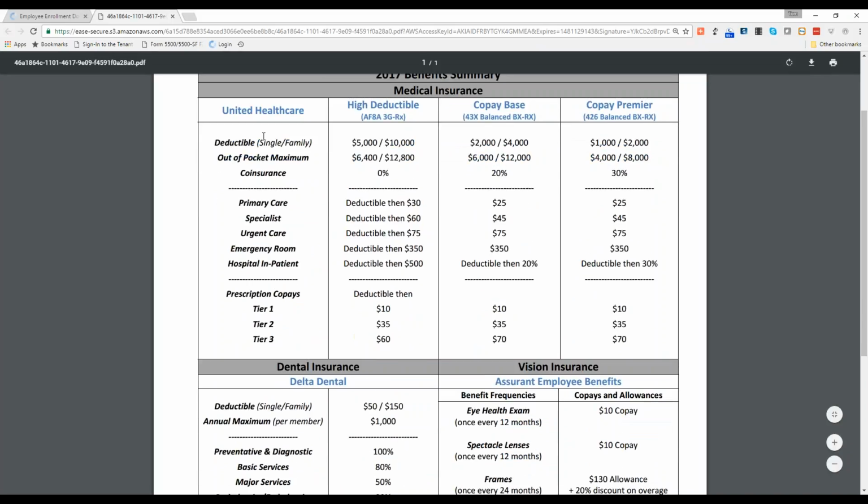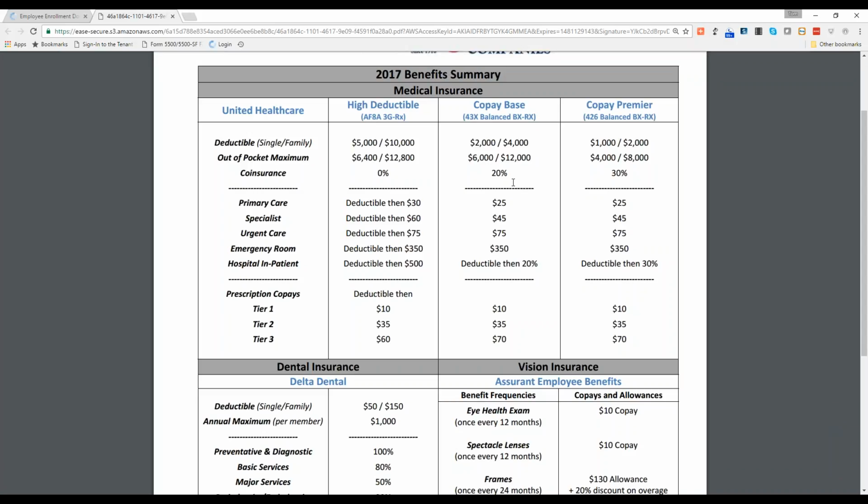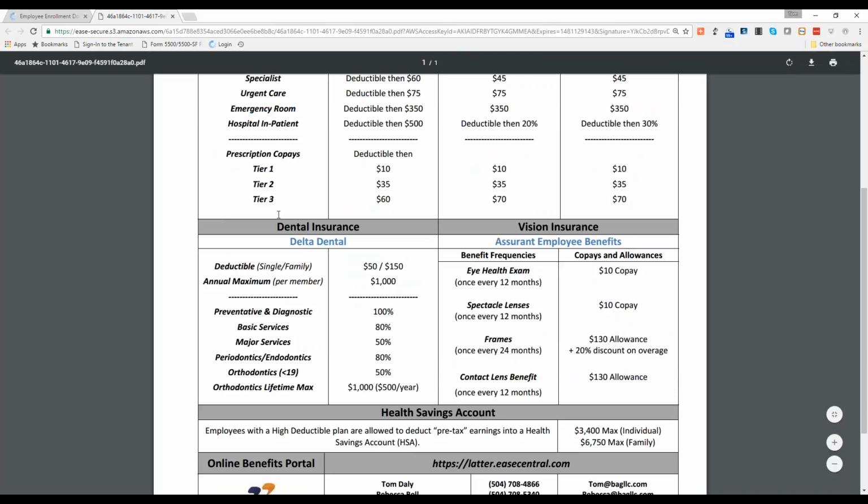In the past, last year we offered United Healthcare health insurance with 3 options. Those same 3 options will go forward this year with just some slight changes in the price for participants. Dental and vision plans are continuing with Delta Dental for the dental insurance and Assurant for the vision insurance. That's actually going to be updated to Sun Life, since that's been an acquisition that's happened between last year and this year.